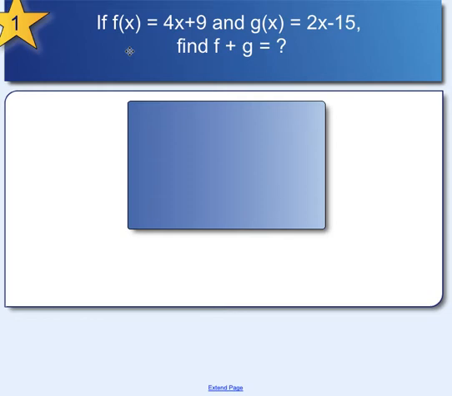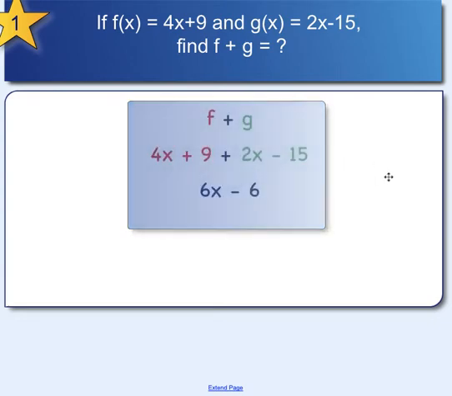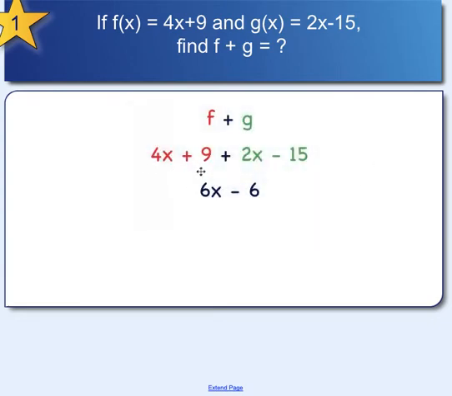So that's asking us to take the f function and add that to the g function. Notice we're not substituting anything at this point. All we're doing is taking the two functions and combining them. So that looks something like this. We have our f function here in red, our g function here in green, and all we're going to do is combine like terms. 4x plus 2x gives us 6x, and 9 minus 15 gives us a minus 6. So our answer for this one would be 6x minus 6.